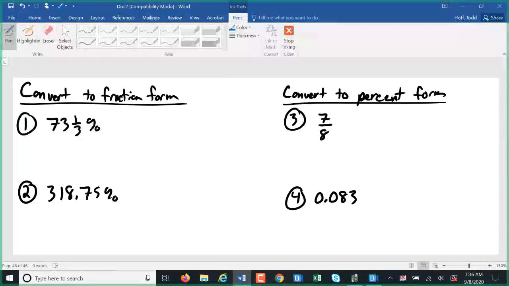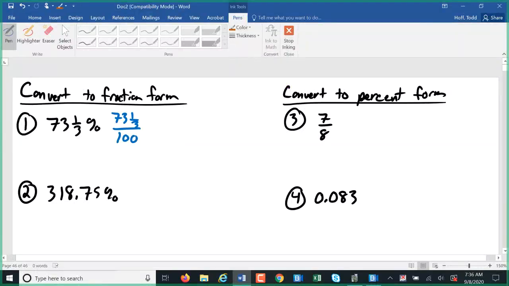So convert to fraction form. Number one here is 73 and 1/3%. Now it already has a fraction in it, but it's in percent form. To turn it into fraction form, remember that becomes 73 and a third out of 100. And we have to then reduce that down. We have to get the fraction out of the fraction.